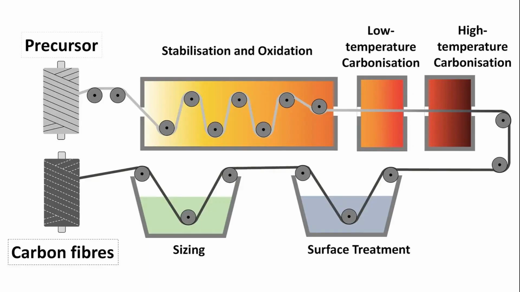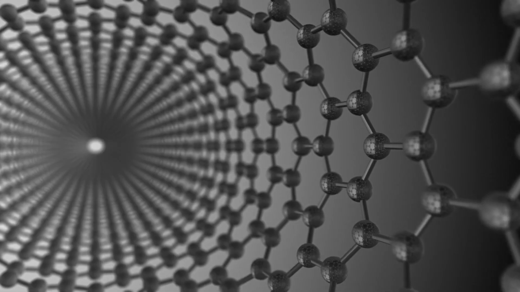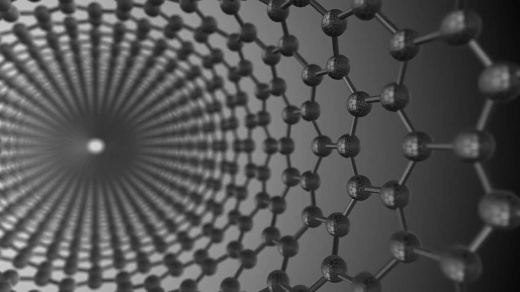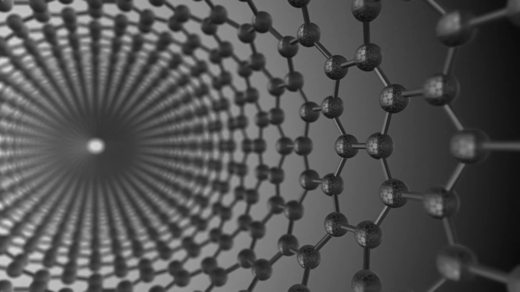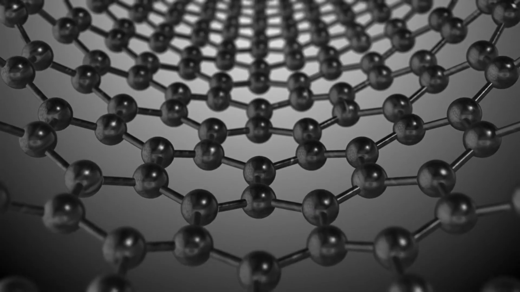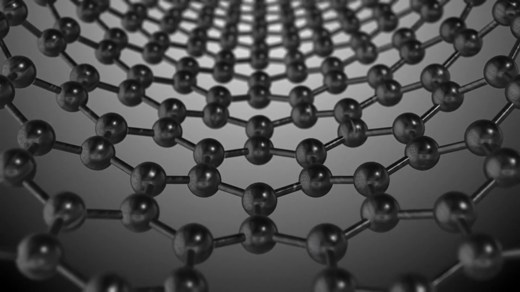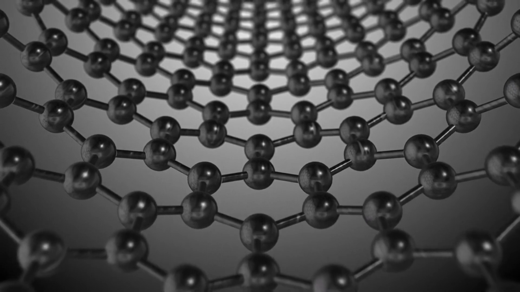During stabilization, the fibers are heated to temperatures between about 200 and 300 degrees Celsius while exposed to oxygen. This heating causes chemical reactions within the polymer structure. The long polymer chains begin to reorganize and form more stable molecular structures. This step is crucial because it prepares the fibers for the extremely high temperatures that will follow in the next stage of production.